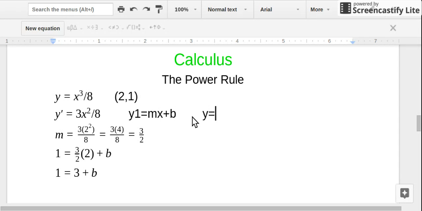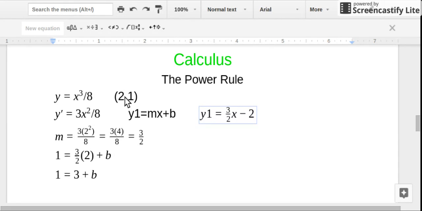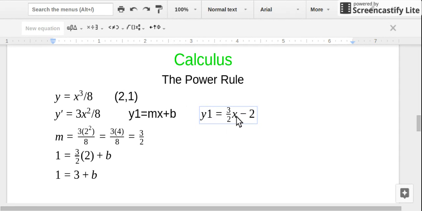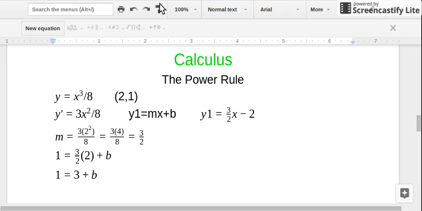So we have y is equal to, and it's probably best if we do this. We said it was y of 1, so we didn't get confused. Our m was 3 over 2, 3 over 2 x minus 2. Now remember, if you take this 2 and you plug it in to here, you should get 1 out. If you don't, something's wrong. So 3 halves x minus 2.